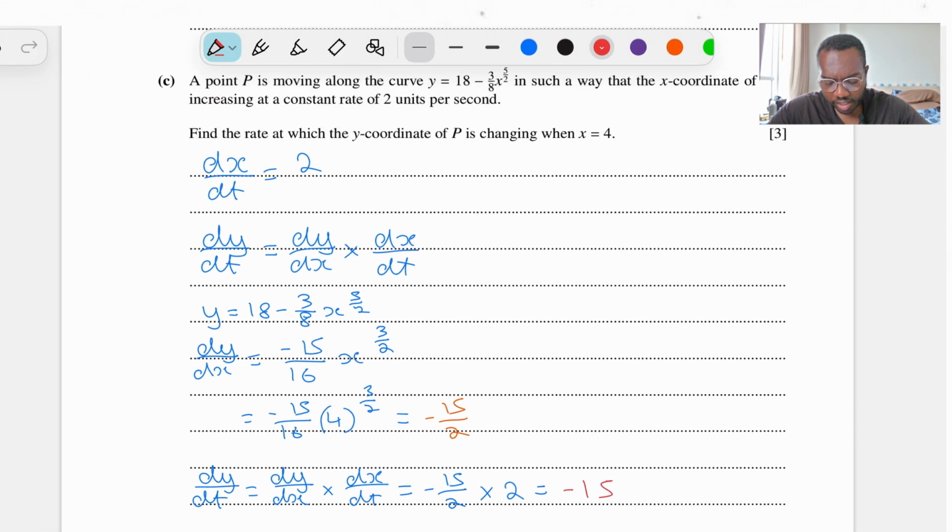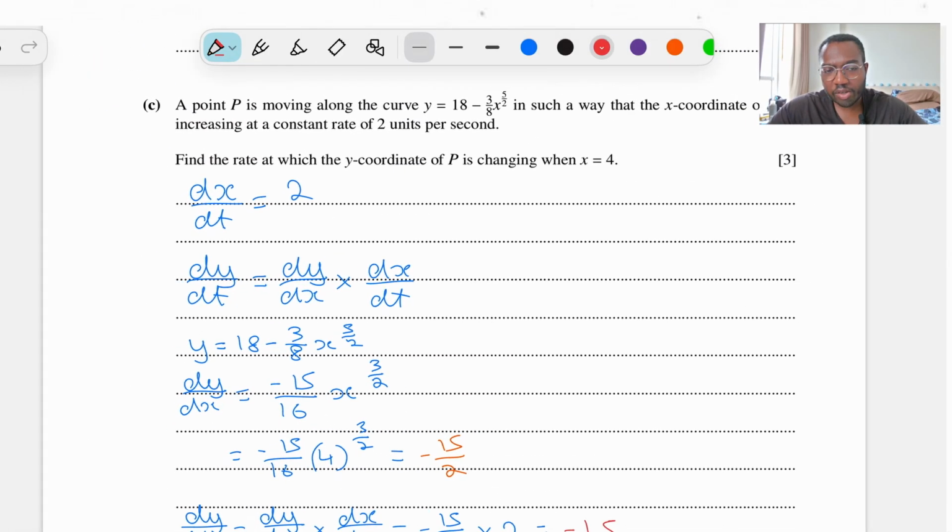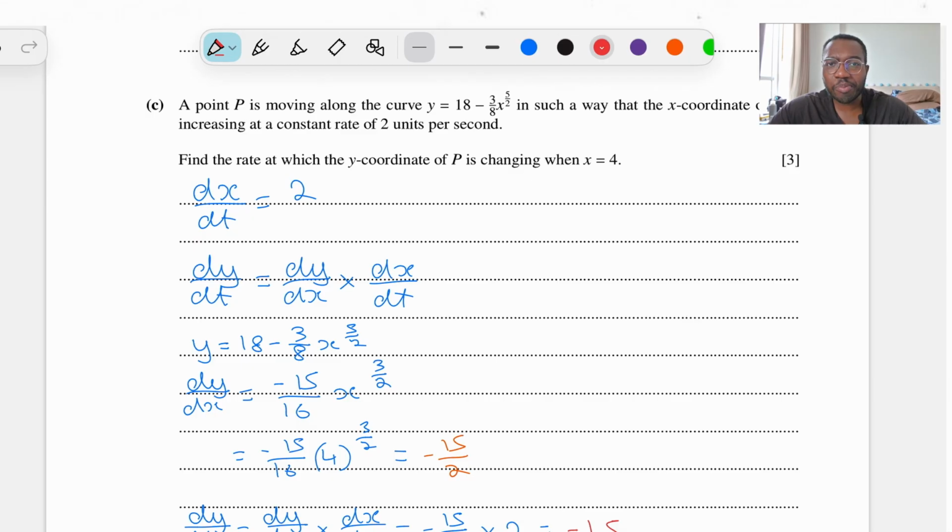Overall, I'd say a nice paper. I think maybe question 9 about the functions may slip people up. But again, it's only 1 mark for all those questions, so you're not losing too much if you don't know how to do it. But overall, it was a nice paper, I would say.